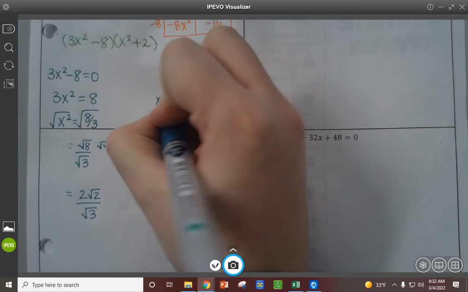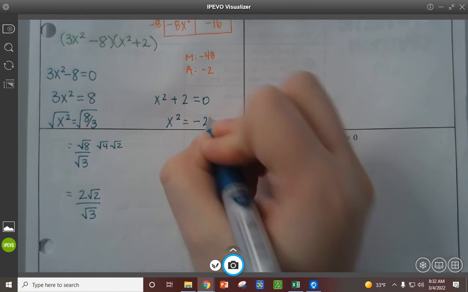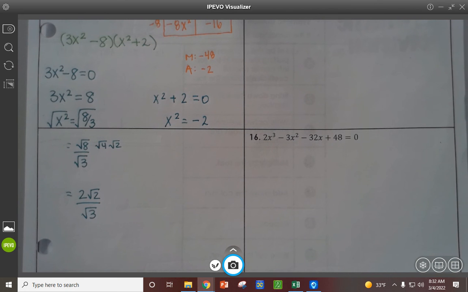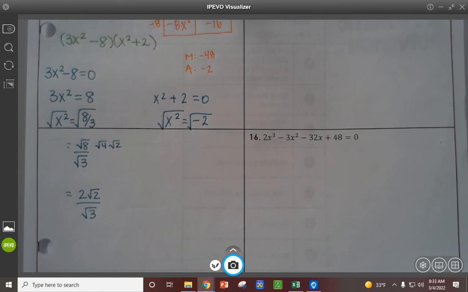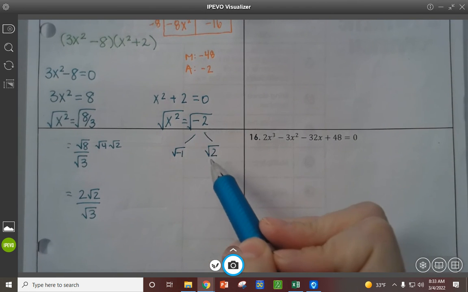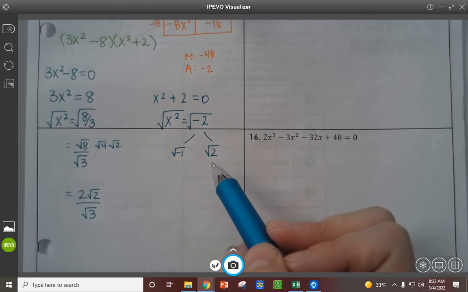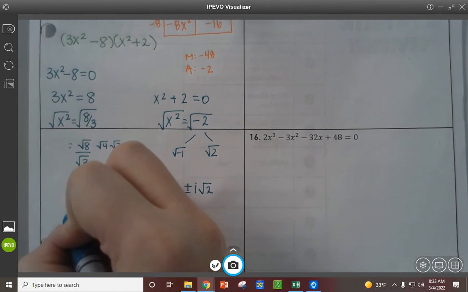And then the other one, we have x squared plus 2 equals 0. If we subtract 2, we get x squared equals negative 2. And then we take the square root of both sides. So this one I have to take out the negative 1, leaving me with a positive 2. And that square root of 2, can't break that down at all. So we have x equals plus or minus i square root of 2. And this should have been plus or minus over here too.